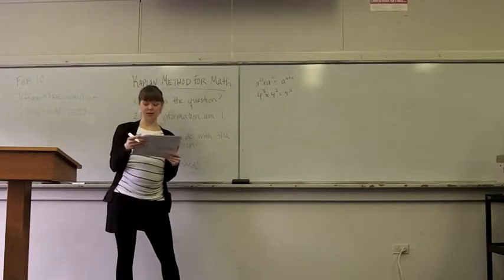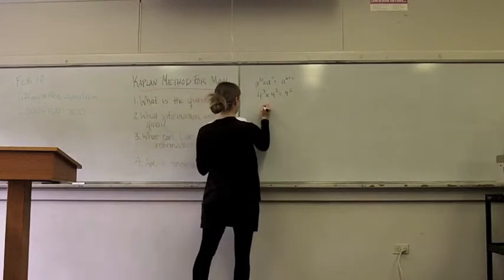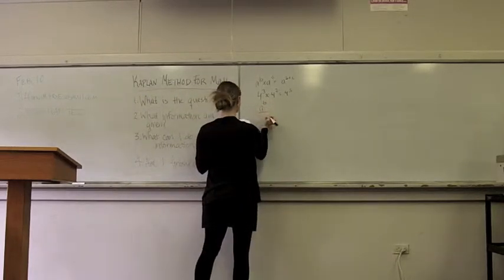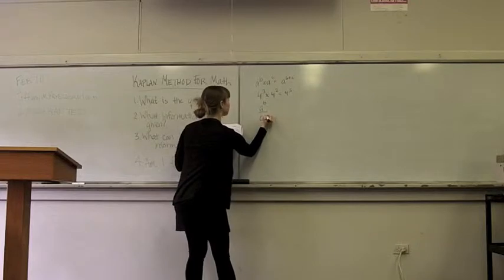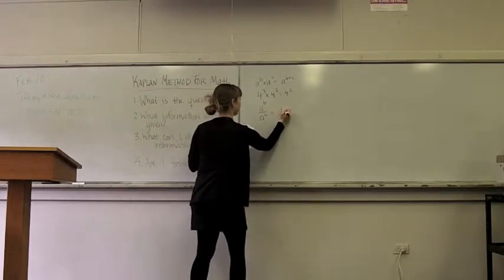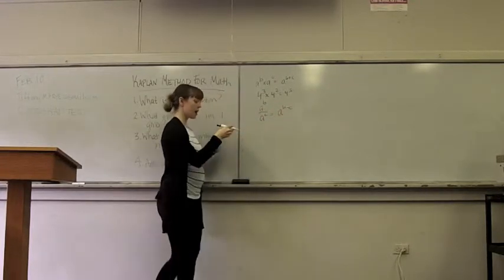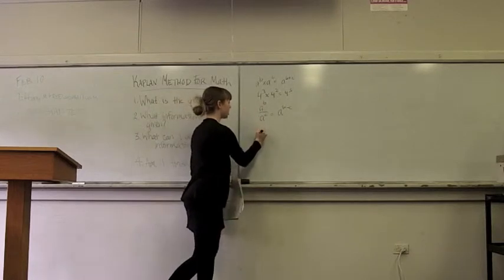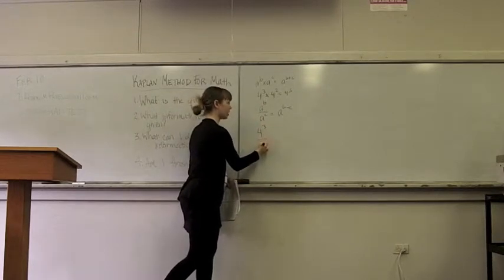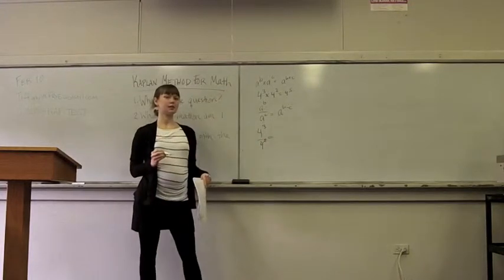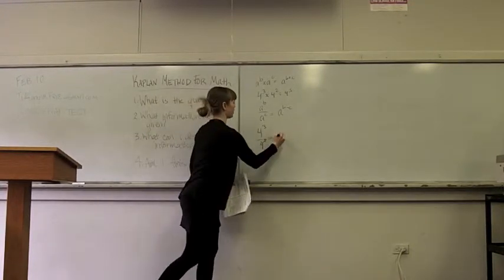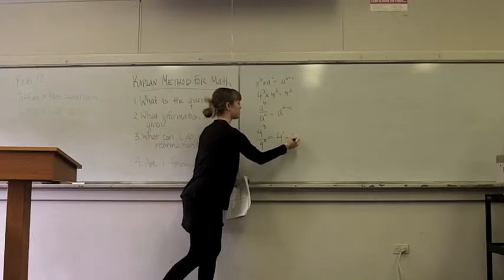Subtraction. Subtraction, exactly. So we've got A to the B over A to the C. We're going to subtract exponents, A to the B minus C. So we have a similar problem up here. 4 to the third over 4 to the second. What's our answer going to be? 4 to the first. Yeah, exactly. 4 to the first equals 4.